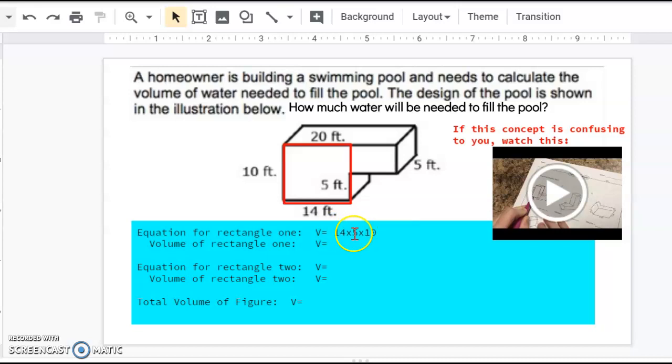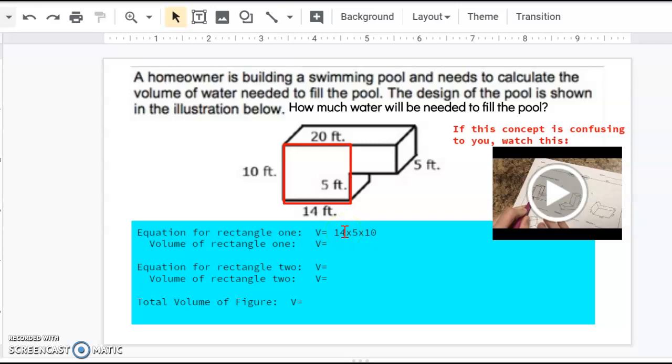So 14 times 5 times 10. The dimensions would be, we'll call this wide, 14 feet wide, 10 feet high, and then it's actually 5 feet deep. I do want you to realize that this 5 feet right here is actually not a dimension that we needed for this left side or left prism, but it's actually this one because this is showing 5 feet deep. So this one would also be 5 feet deep. So 14 by 10 by 5. Once you multiply those together, you will get the volume for rectangle 1. So that one is correct.